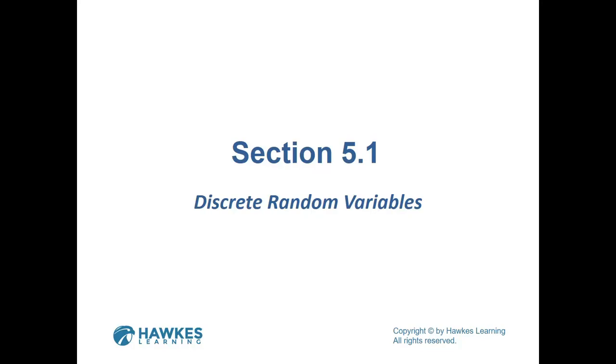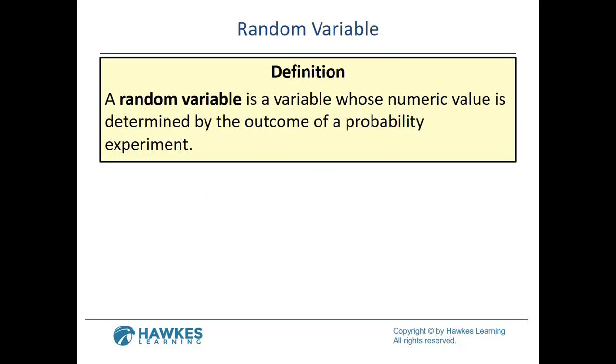So let's talk about section 5.1, discrete random variables. With this, we are using a lot of our knowledge from previous chapters to help us through this. But we do have a few new terminologies. Our first new terminology is random variable. A random variable is a variable whose numeric value is determined by the outcomes of a probability experiment.